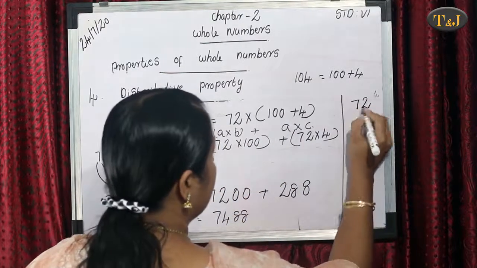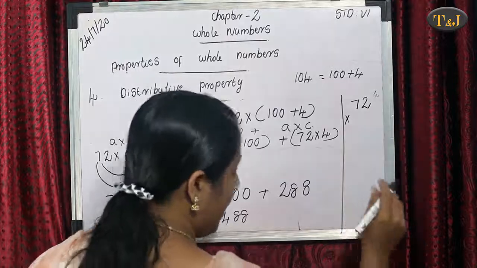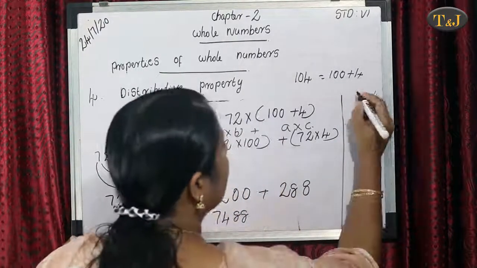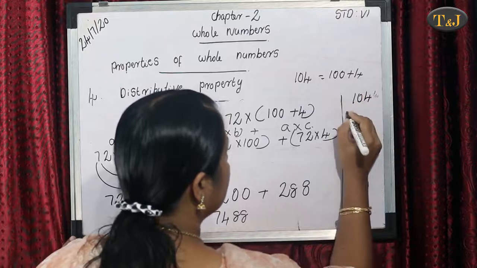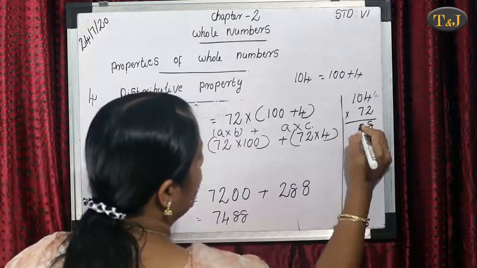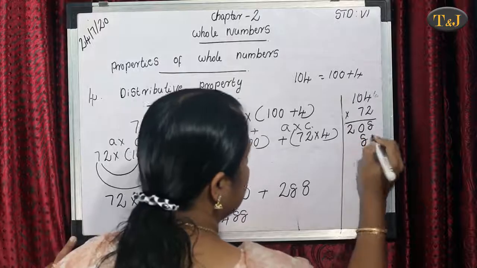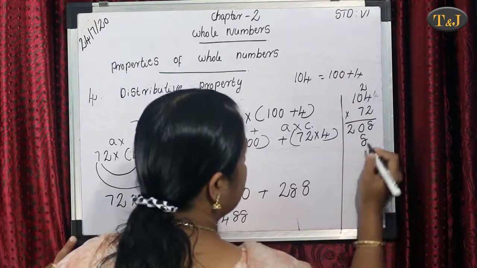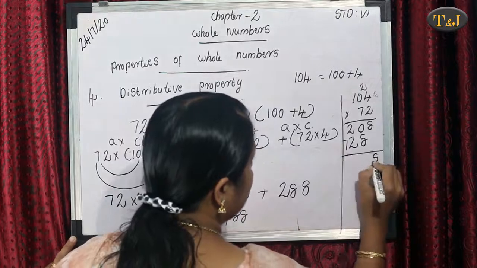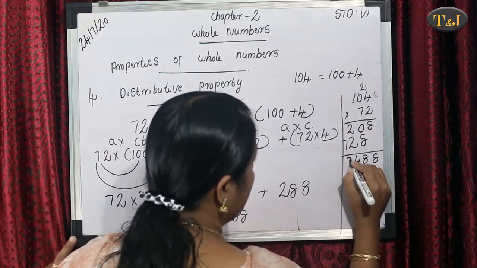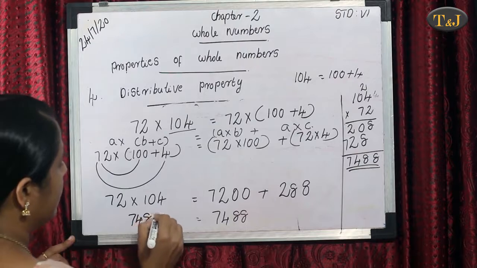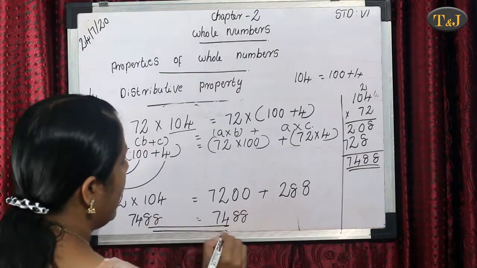Then 72 multiply 104. First we have to write the number 104. Then 104 multiply 72. Then 4 2s are 8, 0, 2, 7 4s are 28, 8, 2. Then 7 0 0, 0 plus 2, 2, and 1 7 is 7. Then 8, 8, 4, 7. Then we get the same answer, that is 7488. So our LHS equals RHS.